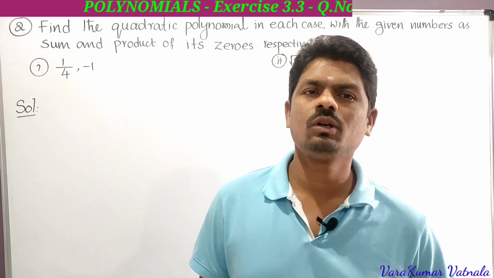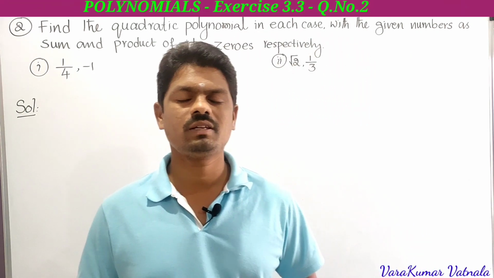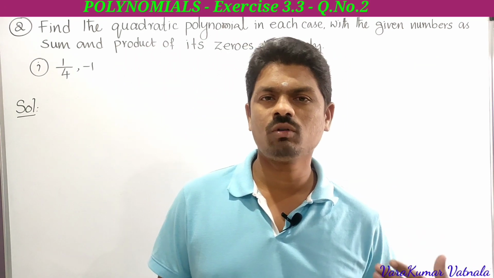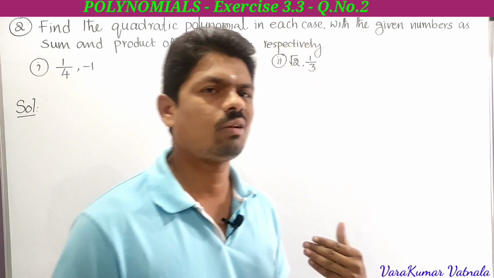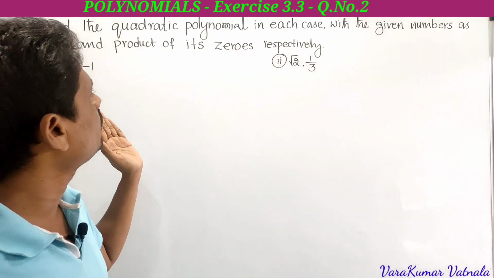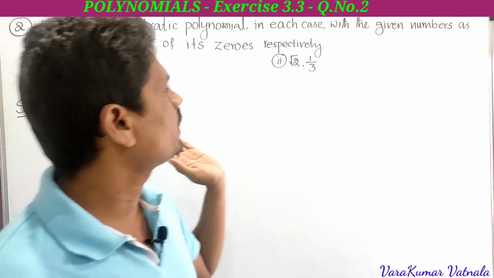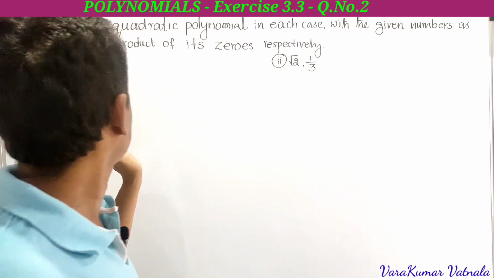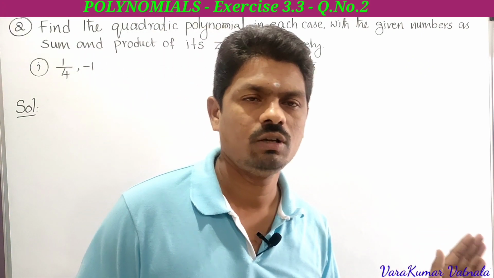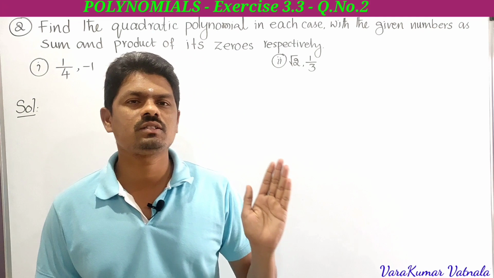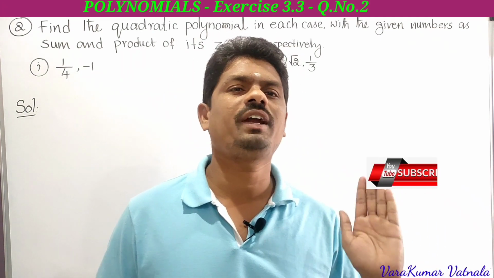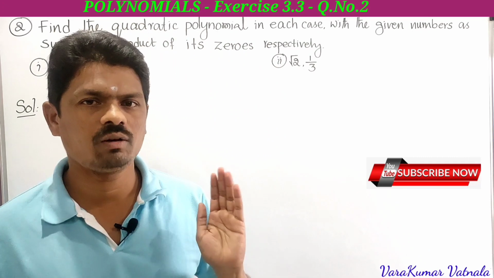Today we are going to solve a problem from Polynomials exercise 3.3, second problem. So already we have completed the first one. See here what he is asking us to find. Find the quadratic polynomial in each case with the given numbers as sum and product of its zeros respectively. So here he has given the sum of the zeros and the product of the zeros. He is asking us to find the quadratic polynomial.